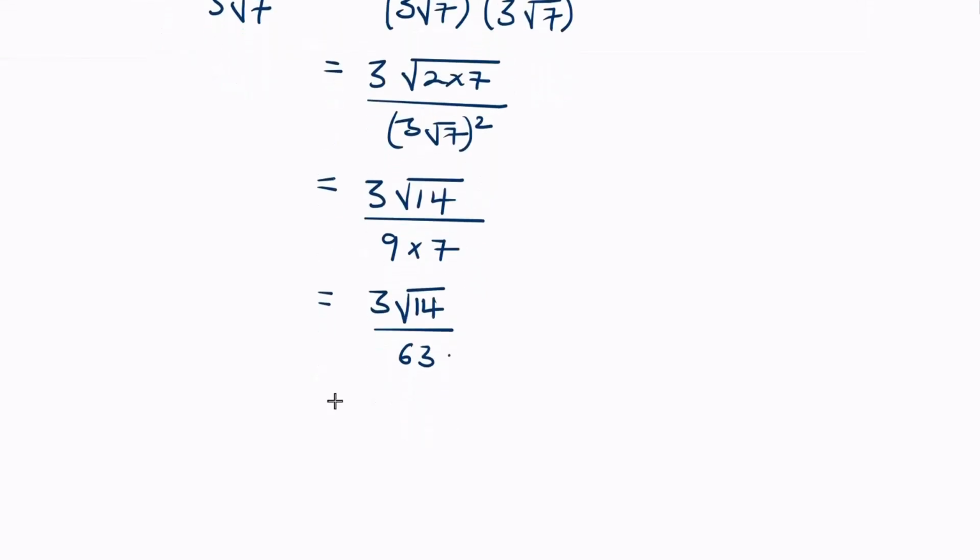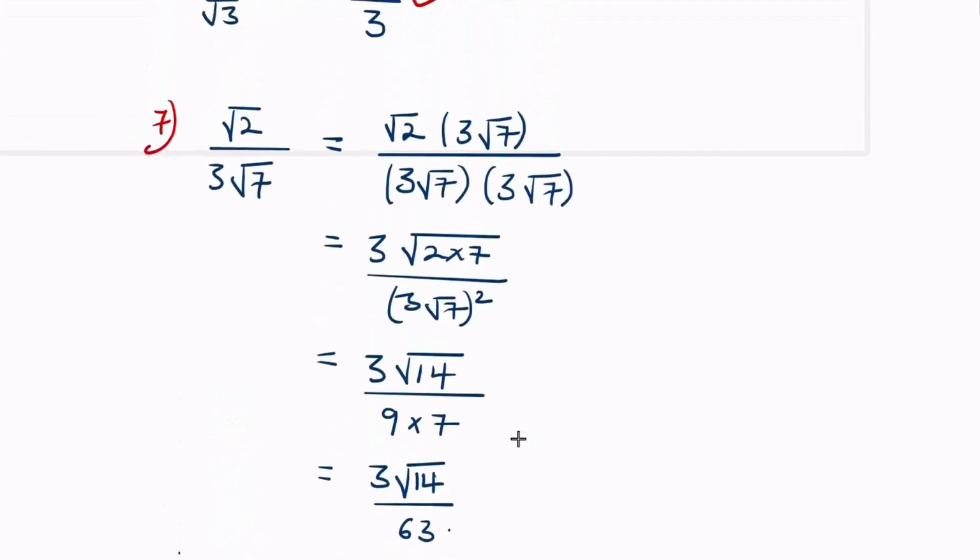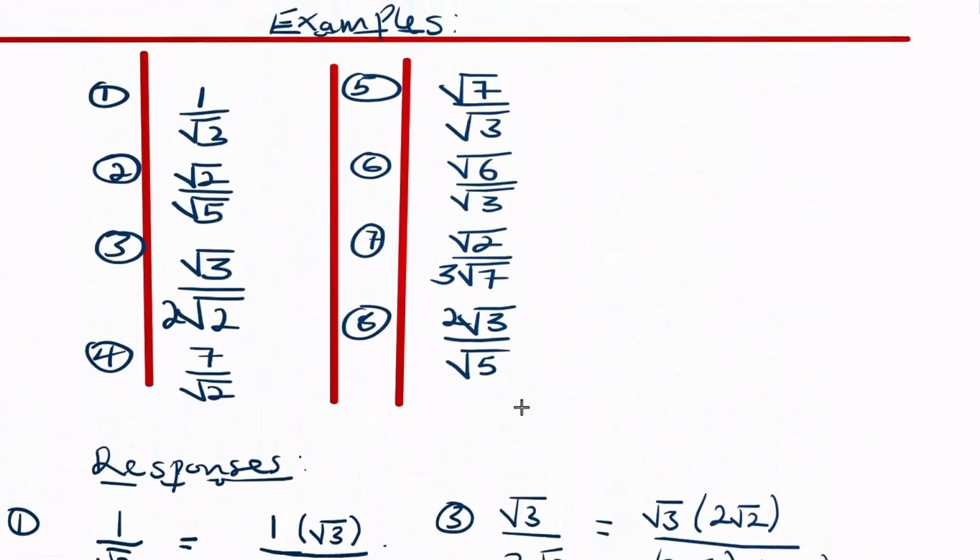Implying that our next step we have 3 root 14 divided by the product of 9 and 7, which is 63. We can see that we have rationalized the denominator. Therefore, square root of 2 divided by 3 square root 7 is the same as having 3 root 14 divided by 63. This becomes our answer for that number 7. So you try out the rest.